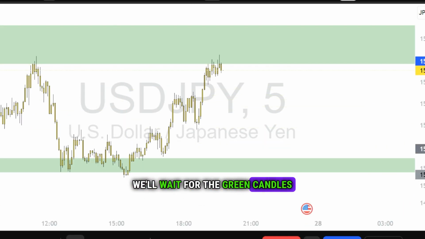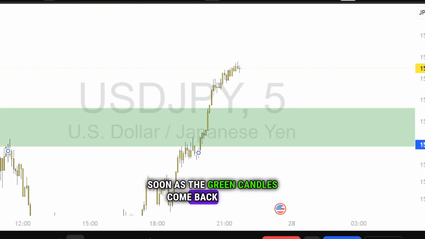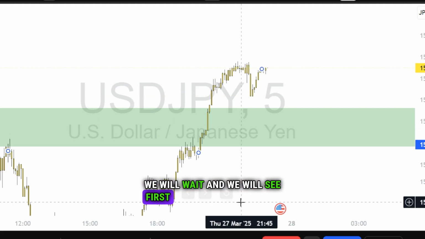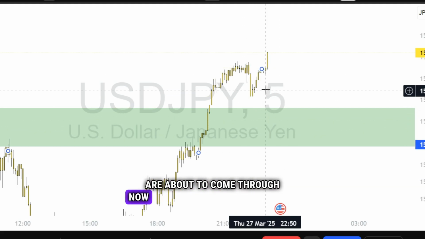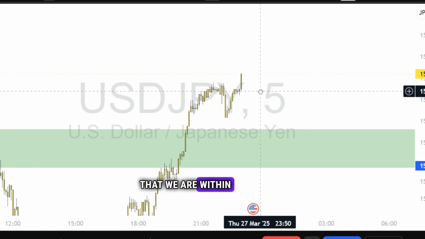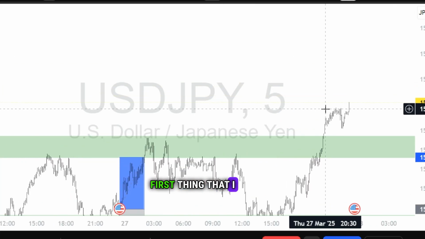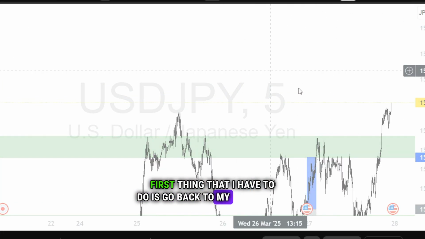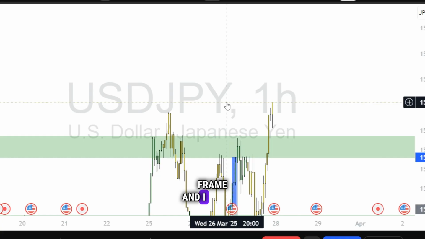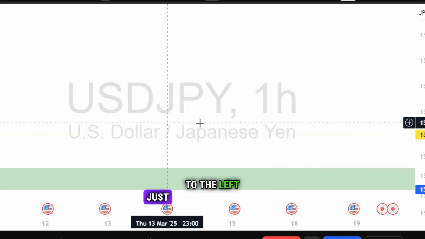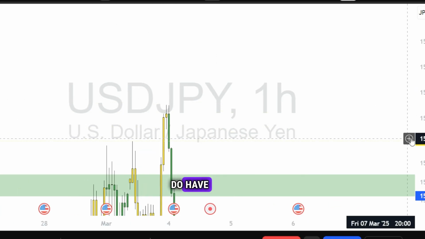We'll wait for the green candles to come back around, and as soon as the green candles come back around, we will wait and we will see first and foremost, as they are about to come through now, the next couple of candles, that we are within this range up the top. First thing that I have to do is go back to my higher time frame, and I will go to the left just to see which zones we do have up above.